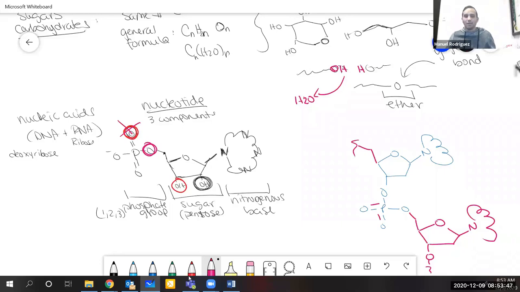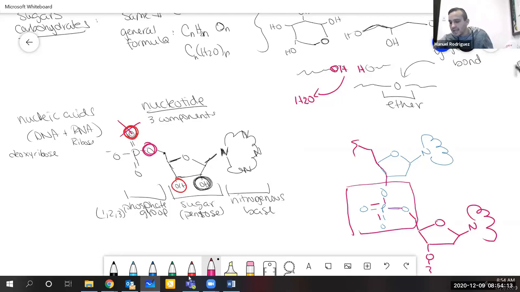And that's how they look. So they connect sort of this way. And this is what they call the DNA or the RNA backbone. So we always talk about the bond that connects the two molecules. For amino acids it was a peptide bond. For sugars it was a glycosidic bond. So the peptide is an amide. The sugar is an ether.